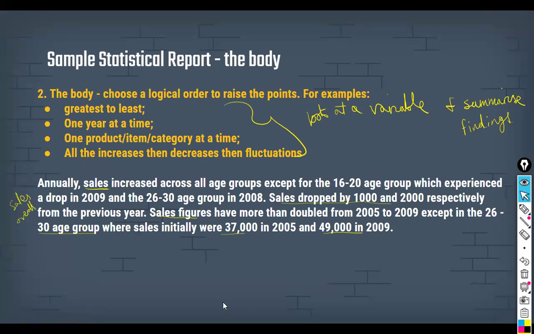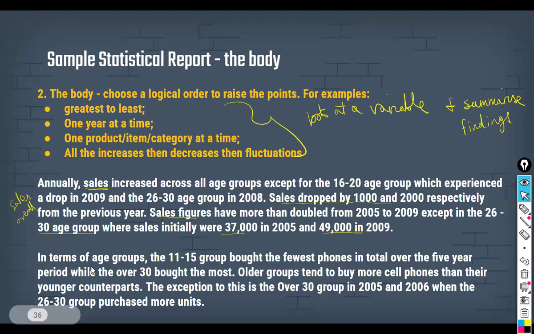Okay, let's look at another one. In terms of age groups, so now we're looking at it in terms of age groups. You took down a note, and I suggested 2 body paragraphs, but then in discussion, I said you could summarize the trends for both variables. So it could be 1 to 2 body paragraphs on that, right? So here's an example of that.